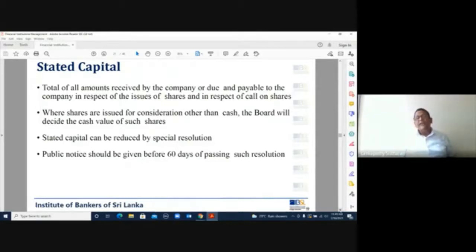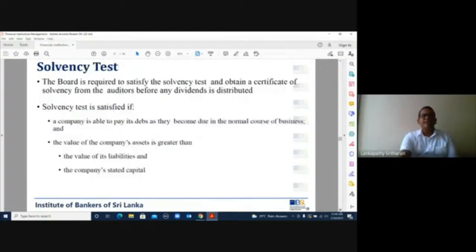We have already discussed what a special resolution is. And public notice should be given 60 days before passing such a resolution. If it is to reduce the stated capital, then they have to give public notice 60 days before that. I think these are very straightforward things.